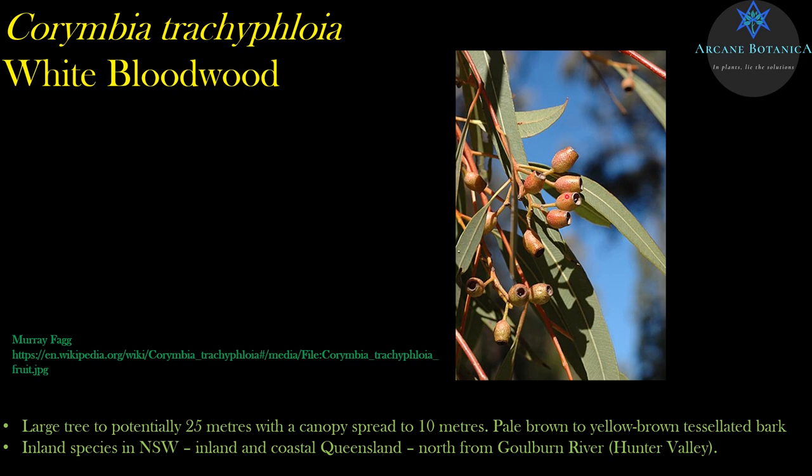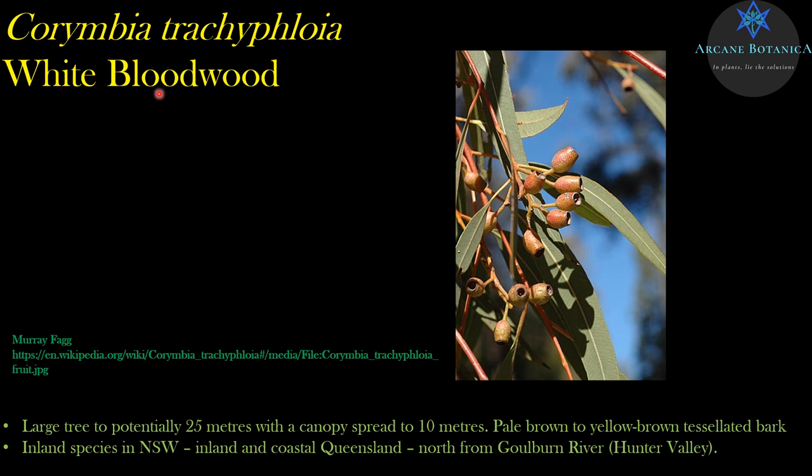So if you're out that way, north of the Goulburn River in New South Wales, Hunter Valley, inland and coastal Queensland, yeah. It can get up to 25 metres tall, but if you're in the Pilliga Scrub, you'll see these definite Corymbia looking trunks. You can't mistake them, and it can only pretty much be Corymbia trachyphloia as far as I know.